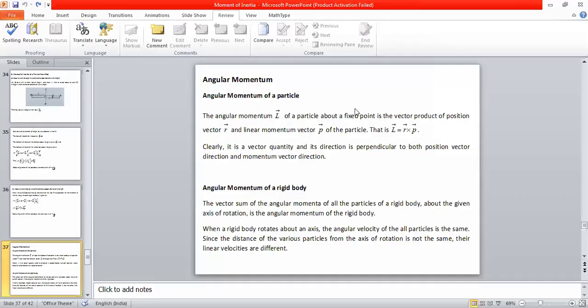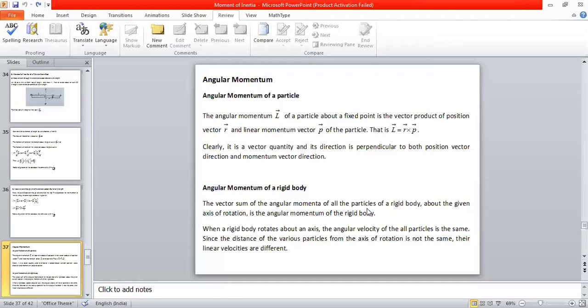Sorry, this is the angular momentum of a single particle. We defined the angular momentum of a single particle. It is simply given by R cross P, where R is its position vector and P is its linear momentum vector.